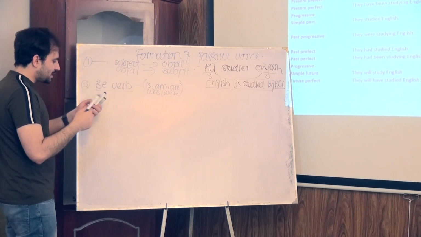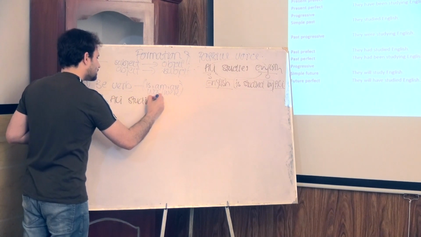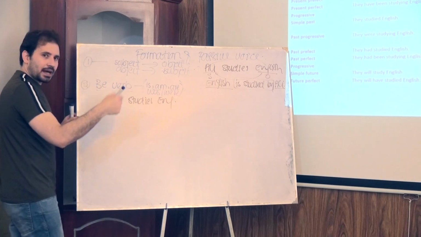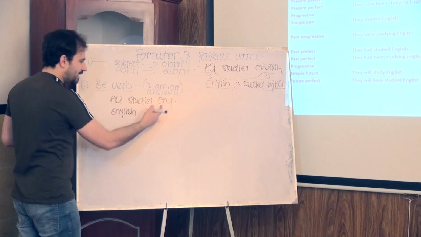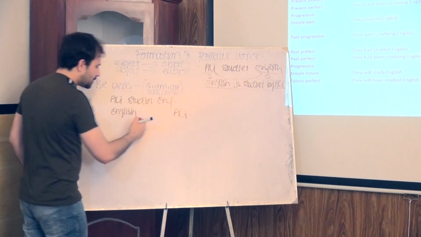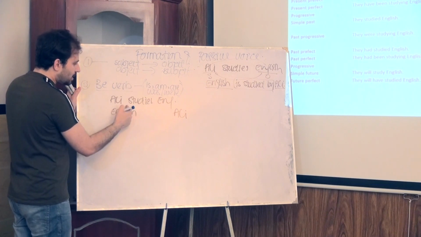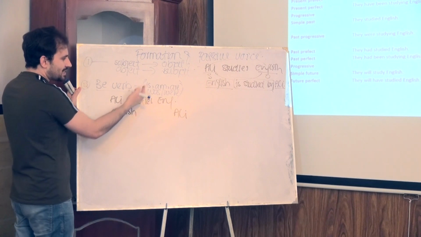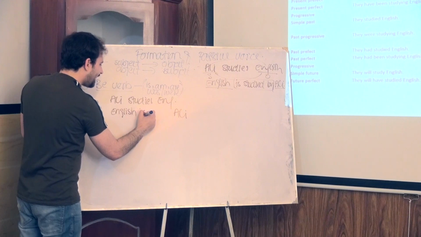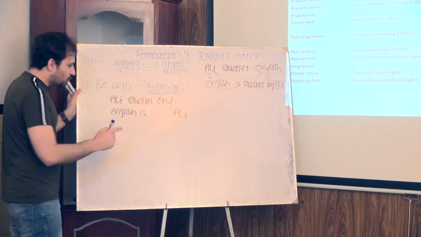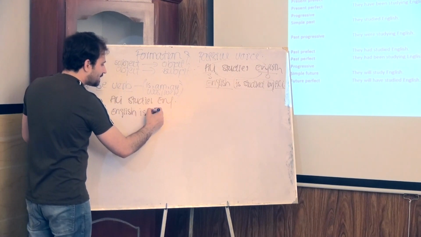Let me take the same example. If I say, Ali studies English. In the first step, what will come here? English will come here, and Ali will go there. Now what do I need to put in the middle? Here I will put the be verb. This is simple present tense, so I need to put the be verb here. And what would be the be verb? That would be is. English is. Because English is a singular subject, you will put here is. English is. And after this, I need to put here studied by Ali.